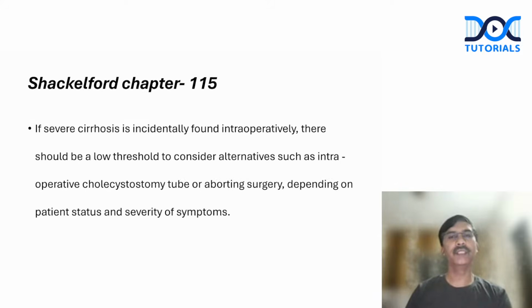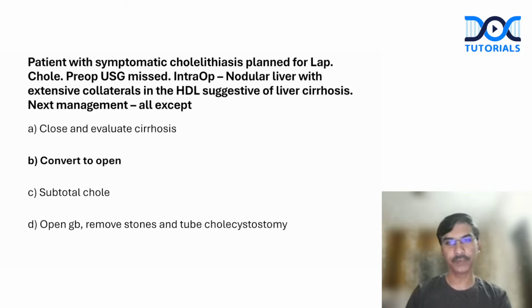So if severe cirrhosis is incidentally found intraop, there should be a low threshold to consider alternatives such as intraoperative cholecystostomy or averting surgery, depending upon the patient's status and severity of the symptoms. There are three types of subtotal cholecystectomy in this scenario. If the critical view of safety is not achieved, you just remove the gallbladder, remove the stone, and need not go till the cystic duct junction with the CBD. A small amount of infundibulum can be left, which can be used to close this.